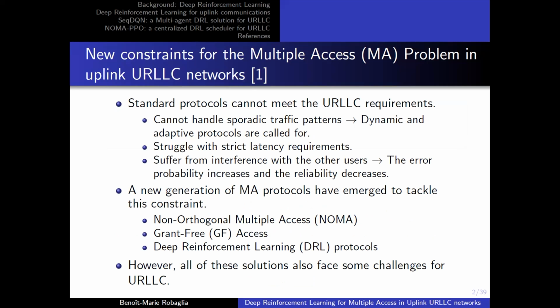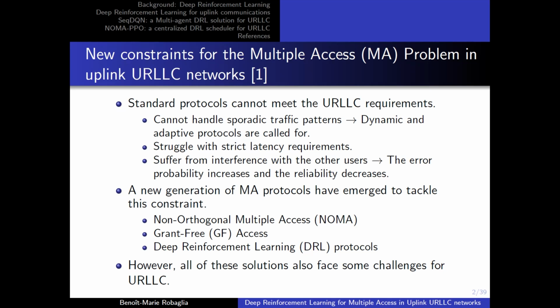In this workshop, we have seen many reasons, and the main reason is that standard protocols cannot meet the URLLC constraints. A few reasons are, for example, they cannot handle sporadic traffic patterns, so they miss a lot of transmission opportunities. They also struggle with strict latency requirements, so they suffer from large delays. For example, state-of-the-art protocols like random access protocols suffer from a lot of collisions when we increase the number of devices and the load in general. And they also suffer from interference with other users, which increases the error probability and decreases the reliability.